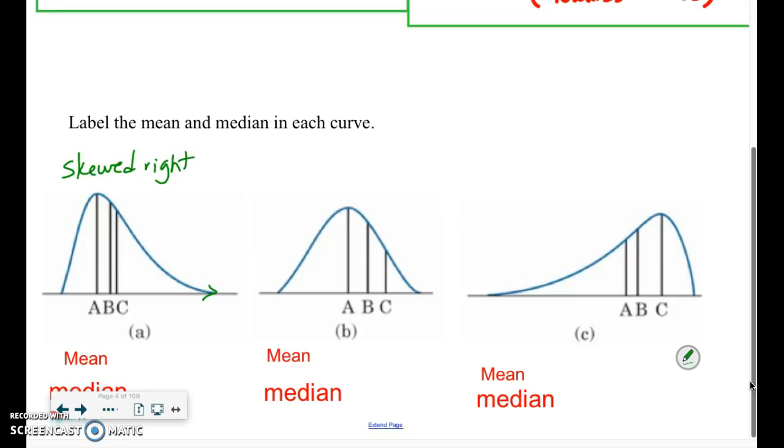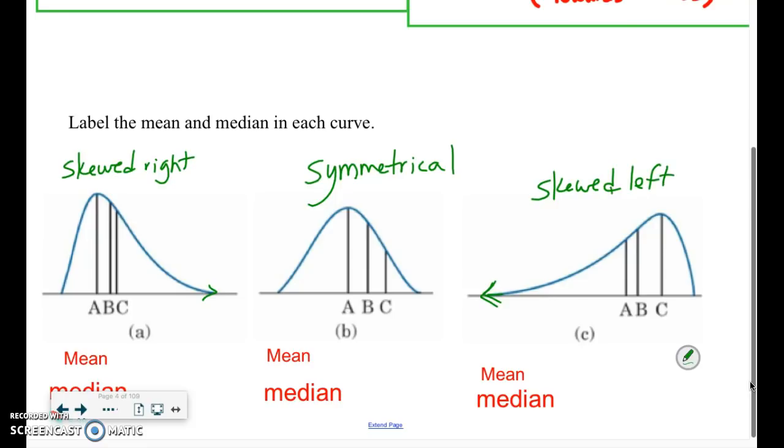All right. The middle one we can say is symmetrical, because if I split it in half, it looks like we've got the same thing. It's pretty even on both sides. And the last example here, since it kind of tails off to the left, I would say this is skewed left.